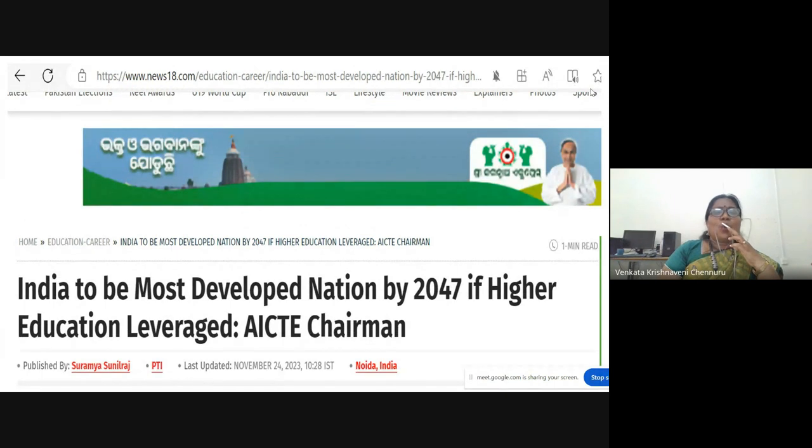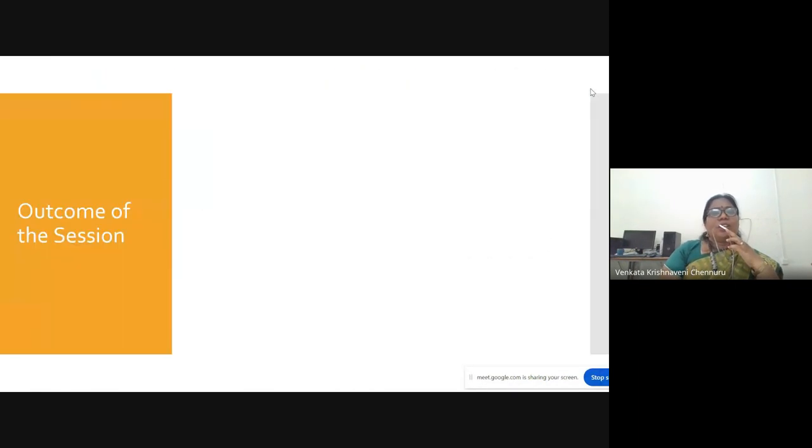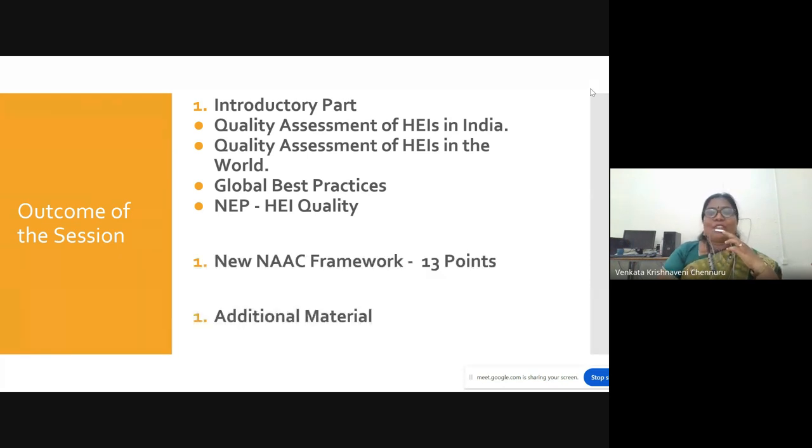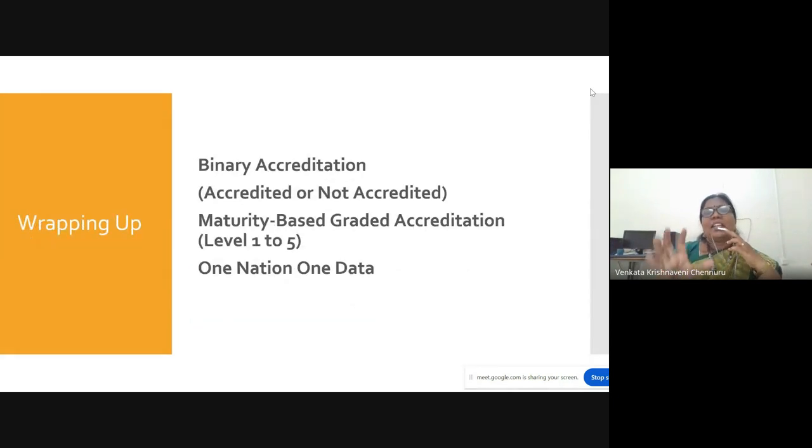And India to be the most developed nation by 2047 if higher education is leveraged, AICTE chairman said, according to him. So outcome of the session, till now we have dived through introductory part, quality assessment of HEIs in India, quality assessment of HEIs in the world, global best practices, NAAC HEI quality, new NAAC framework, 13 points and additional criteria, whichever I have shown you. Wrapping up is mainly binary accreditation is involved, accredited or not accredited, maturity based, level 1 to 4, national level excellence, level 5 for global level excellence, and one nation, one data.